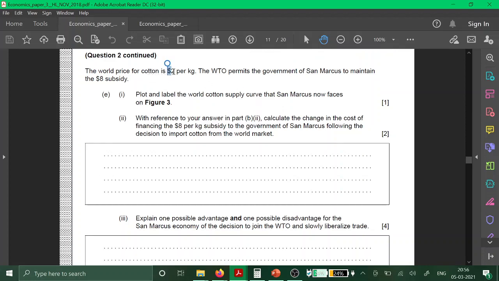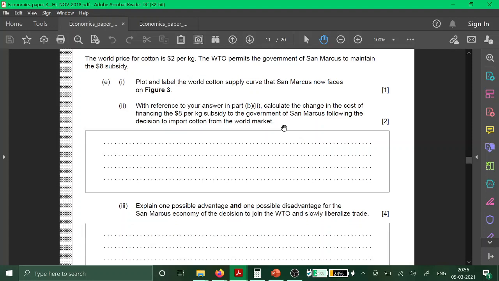The world price for the cotton is $2 per kg, and you are being asked to plot and label the world supply curve. It's asking for the world supply curve, not the country's domestic supply curve. The world supply curve is a flat curve, because it's $2 per kg, like a perfectly competitive market. So at $2, you just draw the world price supply curve.